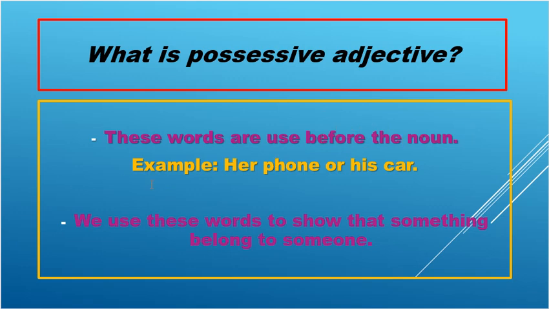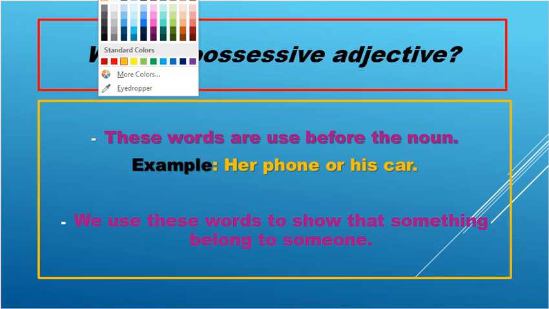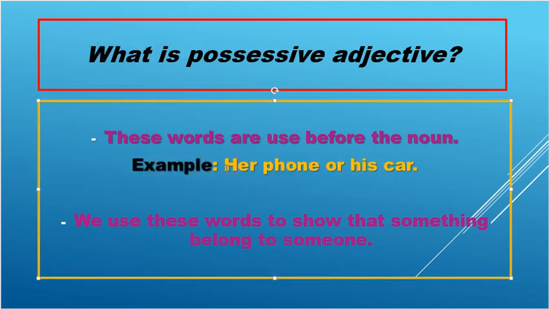Here I'm going to show you an example to make it easy for you. Her phone or his phone. So where is the possessive adjective here? From the word phone, we know that this one is a noun. Car, of course, is also a noun.